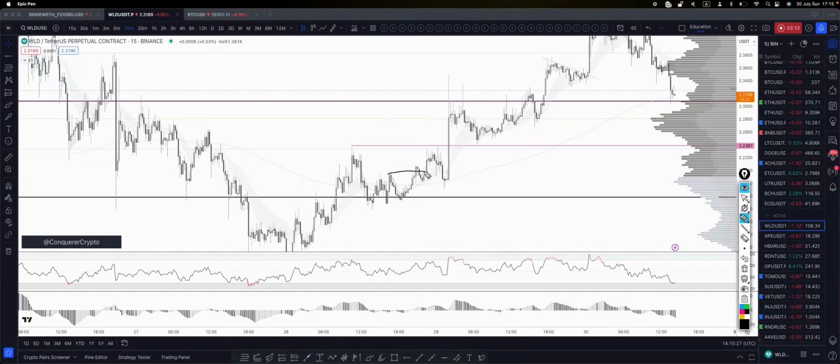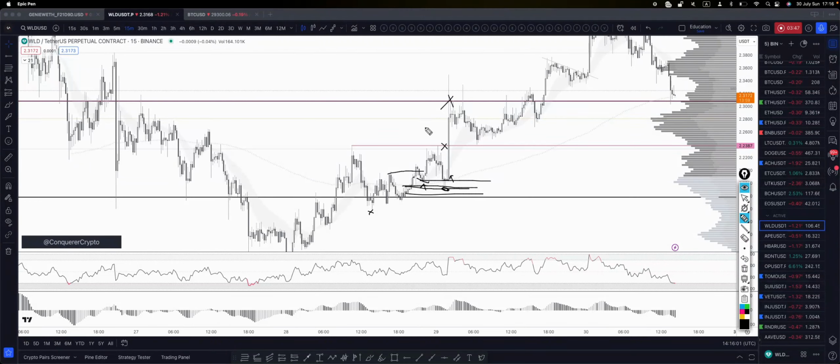Now we have the structure break. We have another low created. You can take this invalidation there. And as you see here, the structure isn't broken. It just took out the low into this cluster here before the breakout. So which means it's a demand zone right there. Either you grab some here, and when it closes above, you add to the position like that, and that's a take profit. Okay, maybe TP1, TP2.